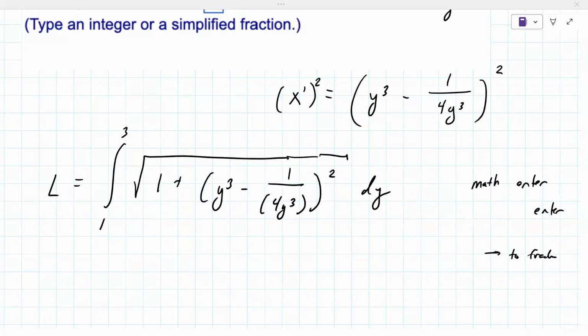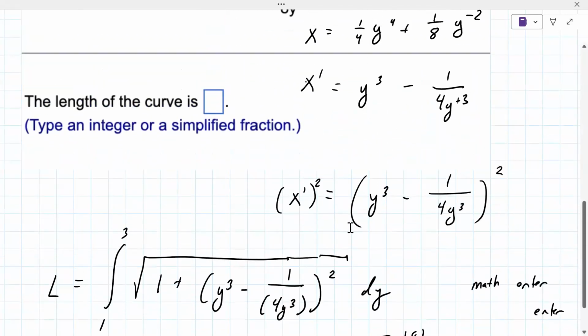I got 181 over 9. Yes, that is correct. Cool. So if you don't get a nice answer, you probably took the derivative wrong, or you didn't put it in with proper parentheses or something like that, because these are designed to work out nicely, especially when they say, enter a simplified fraction and all that.